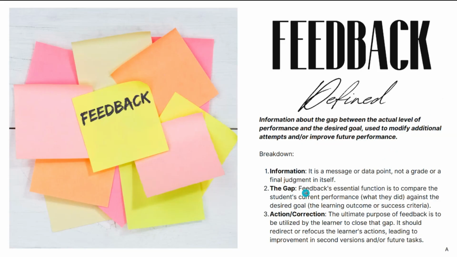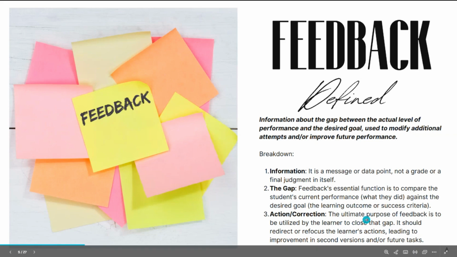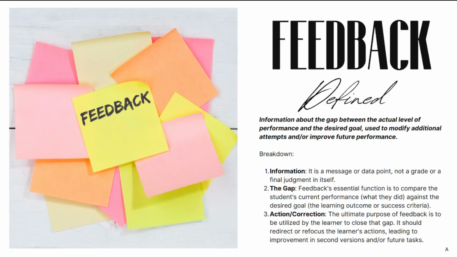So it should be a message, kind of like a data point. It's not the grade yet, not the final judgment. We should identify what that gap is, and compare their current performance to where we would like them to be, against our criteria, our learning outcomes, and the key skills being assessed. And then the ultimate purpose is for the learner to utilize that. Our feedback should hopefully be driving a learning process and correcting future performance for students. Ideally, right?